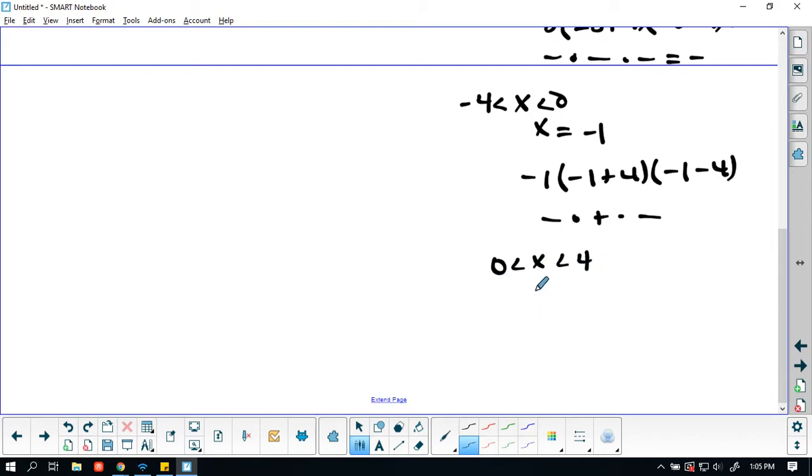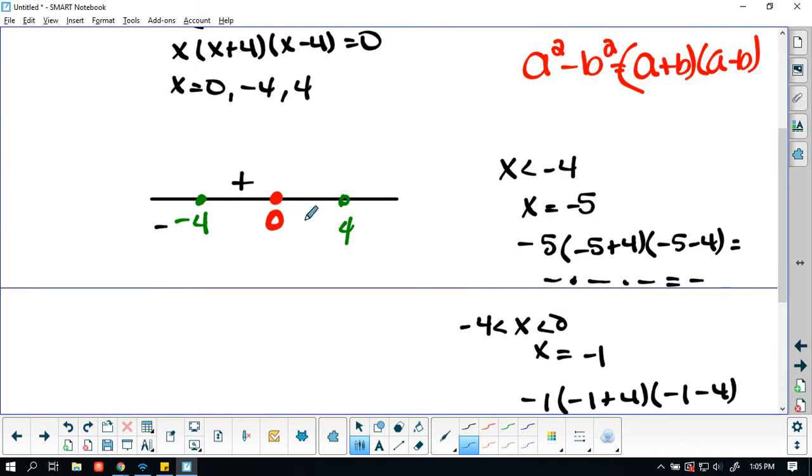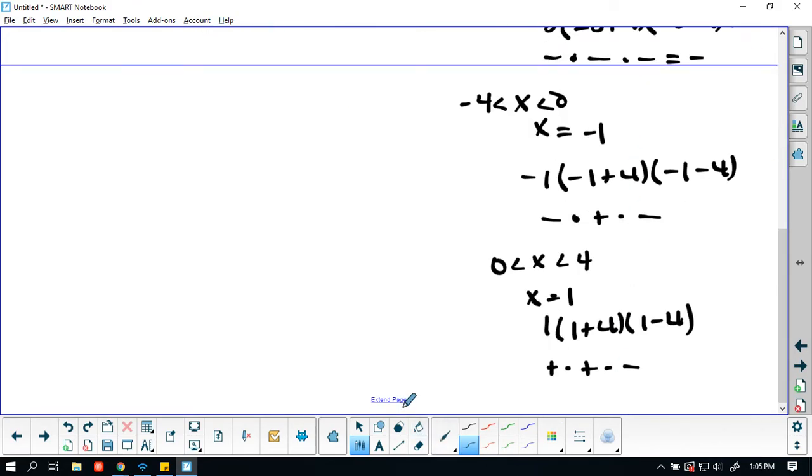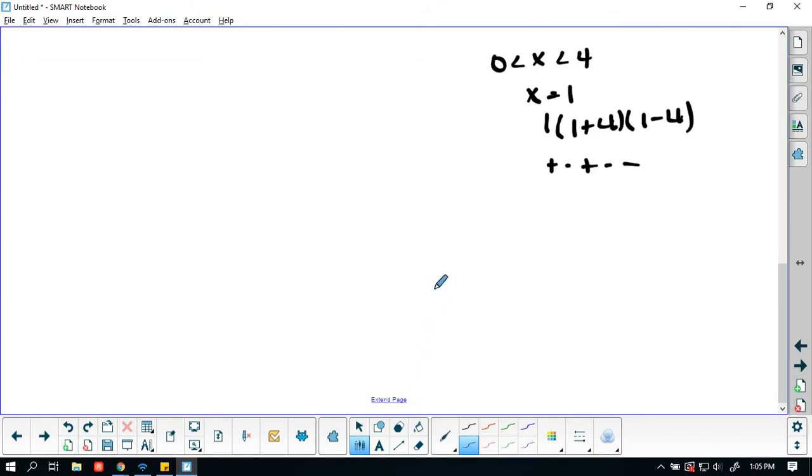0 and 4, I'm just going to choose 1. So we have 1 times 1 plus 4 times 1 minus 4. So this is going to be positive times negative, which is going to be negative. That one negative makes the whole thing negative. And then again, we don't have any multiplicity, so I could assume that we go back up into the positives, but I'm just going to write it out.